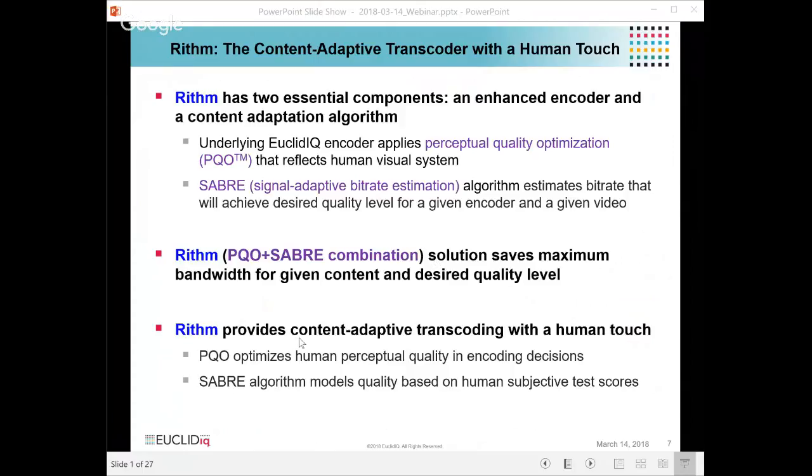What distinguishes Rithm from other content adaptive transcoding solutions is what we call the human touch. PQO within the encoder optimizes human perceptual quality in the encoding decisions, and SABRE models video quality based on human subjective test scores. Put another way, while many solutions on the market claim to use artificial intelligence, Rithm's version of AI is based on human intelligence.